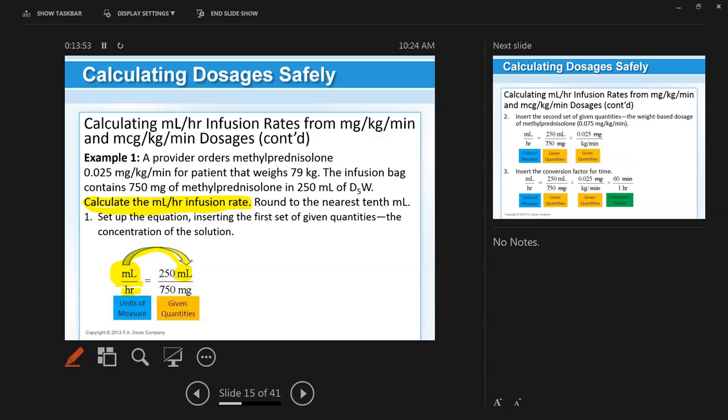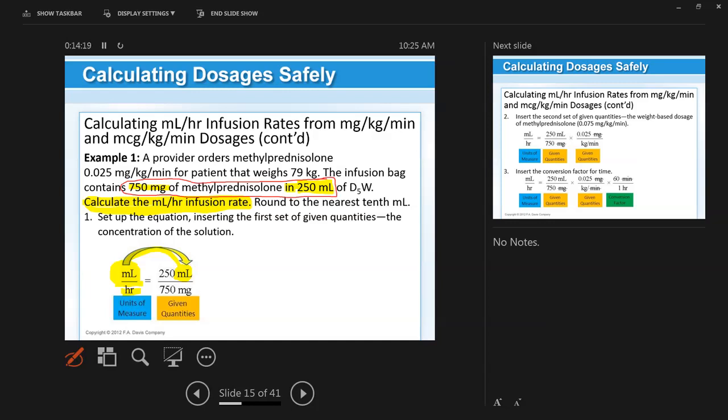Okay, so I know that when I read my problem, the infusion bag contains 750 milligrams of this medication in 250 milliliters. So it looks a little bit different in this problem, but it's important that you're still able to identify that in this problem, this is the marriage. The marriage here is 750 milligrams in 250 milliliters.